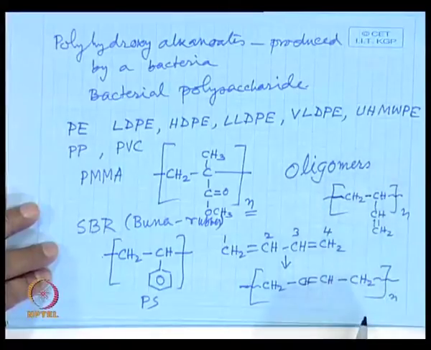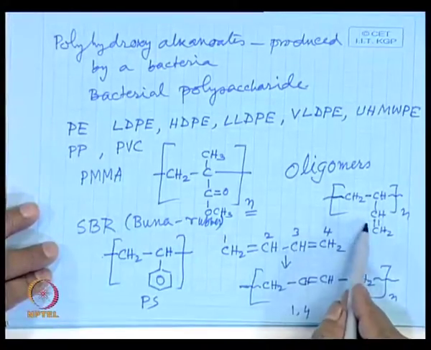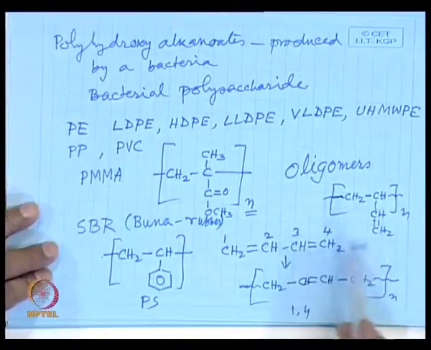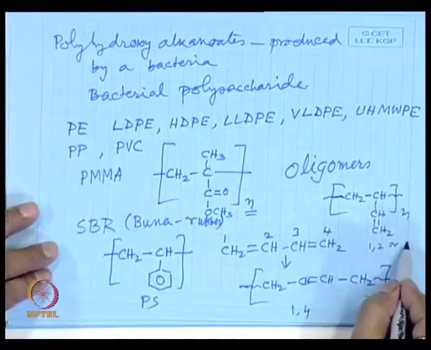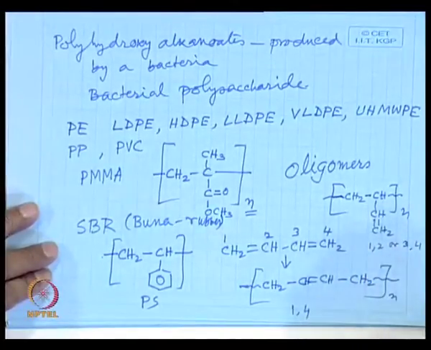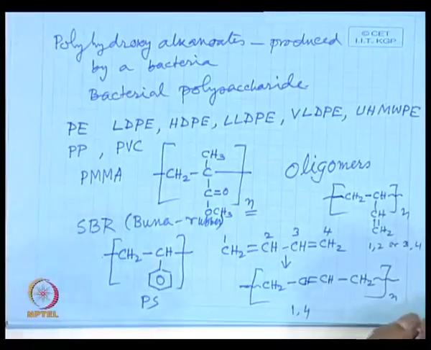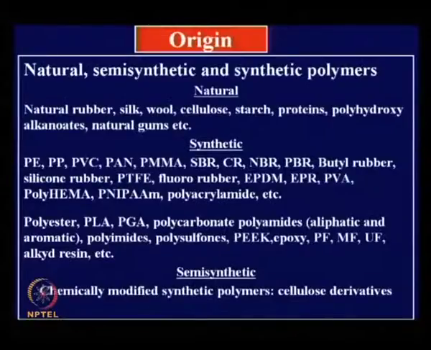This is also polybutadiene, 1,2 or 3,4. This is 1,4. This is 1,4. This is 1,2 or 3,4. Any of the same thing, it is symmetric. 1,2 or 3,4. Both can be called polybutadiene. And CR is chloroprene rubber.